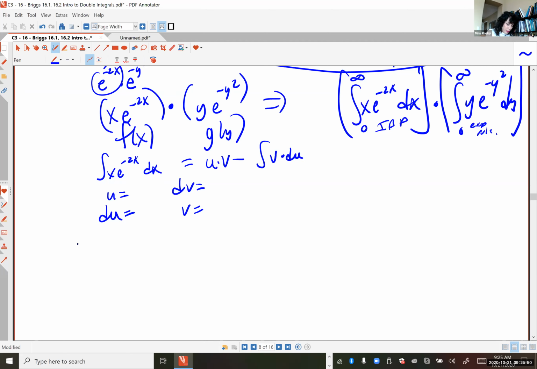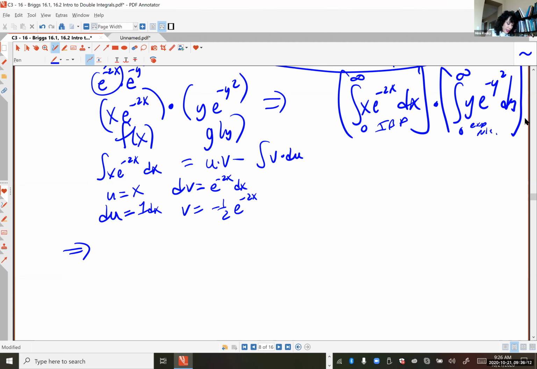That's the formula. So what are we going to get? u is going to be x. The dv will be the rest of the integrand, e to the negative 2x dx. And so du is just 1 dx. And v is the integral of e to the negative 2x. Be careful you don't take the derivative. That's a common student mistake. I see it a lot in Calc 2, but I better not see it here.